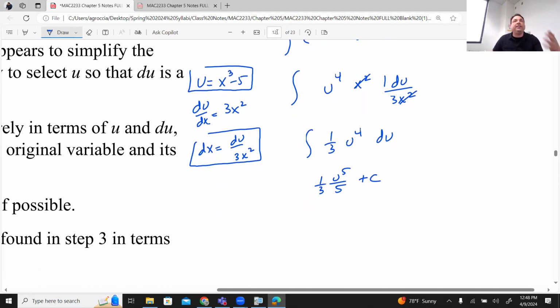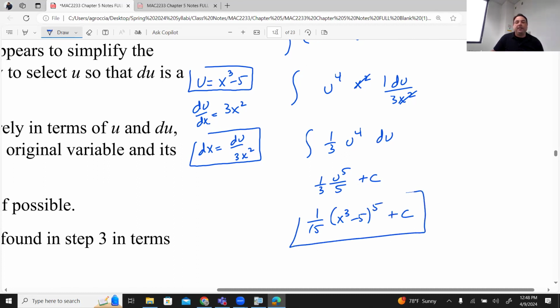And then don't let the fractions bother you. This is 3 times 5. That's 1 over 15. Instead of u, we have x to the 3rd minus 5 raised to the 5th plus c. That would be your final simplified answer.